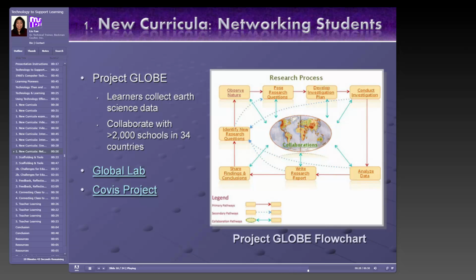Other similar programs include Global Lab and the Clovis Project. For more information about these programs, please click on the provided hyperlinks.